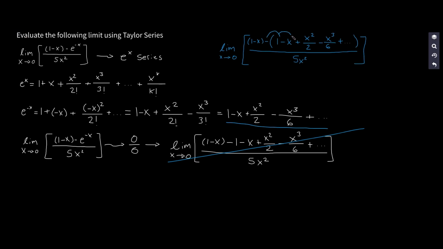So if I distribute that negative sign to each term, I'm gonna get the limit as x approaches 0 of 1 minus x minus 1 plus x minus x squared, because there's gonna be some sign changes, right? I don't know if this is right, guys.